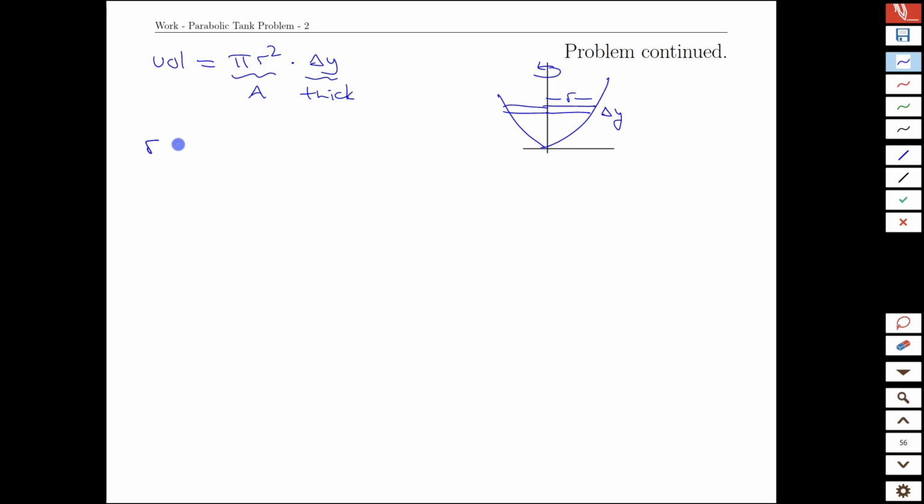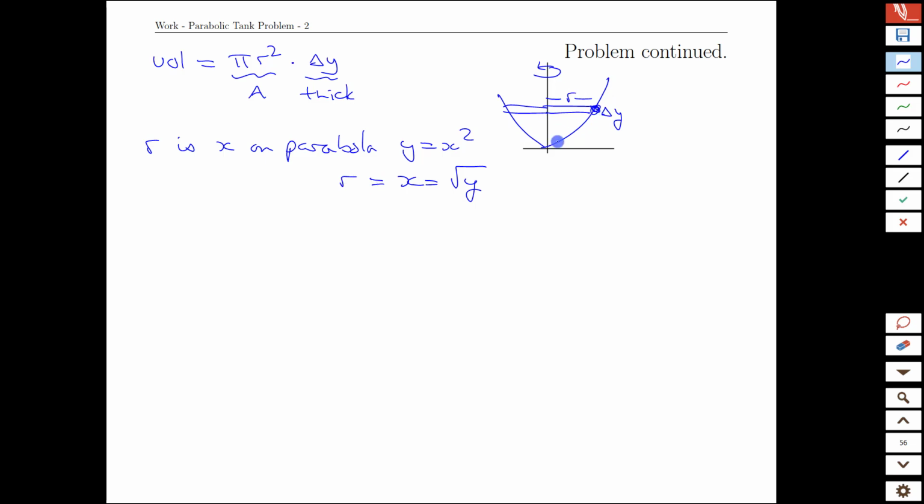However, the r is actually the x on the parabola, y equals x squared. So if we want to know what our radius is, it's the same thing as the x-coordinate on our slice. And the x-coordinate on our slice, we just turn this around, is equal to the square root of y.